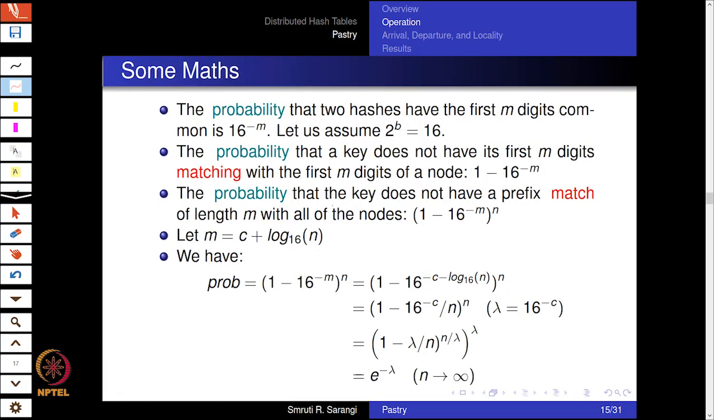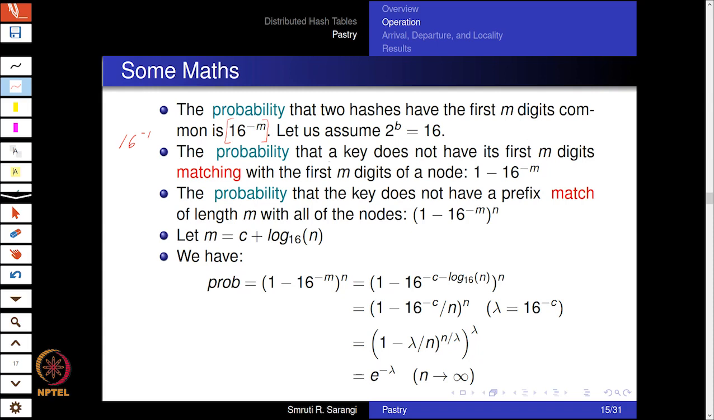Alright, so let us do a little bit of math. It is important to do this math to understand how quickly the Pastry protocol will actually converge. Let us find the probability that the two hashes have the first m digits in common. Well, the probability that two digits are common is 1 by 16, or 16 raised to the power minus 1. This follows from the fact that we are using a base 16 system. So the probability that the first m digits are common is 16 to the power minus m.